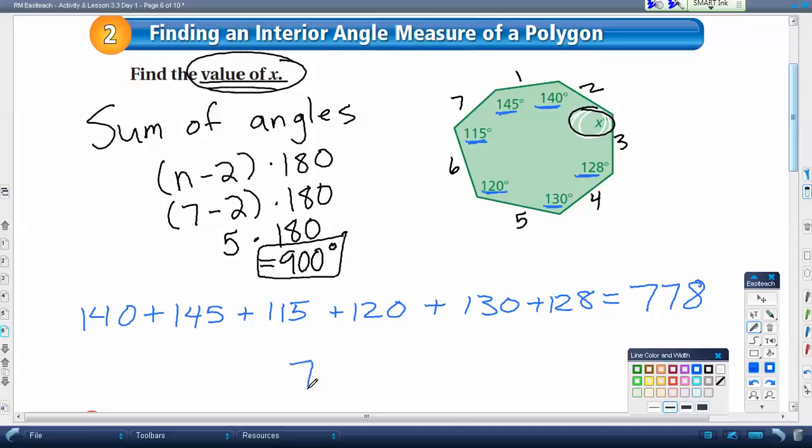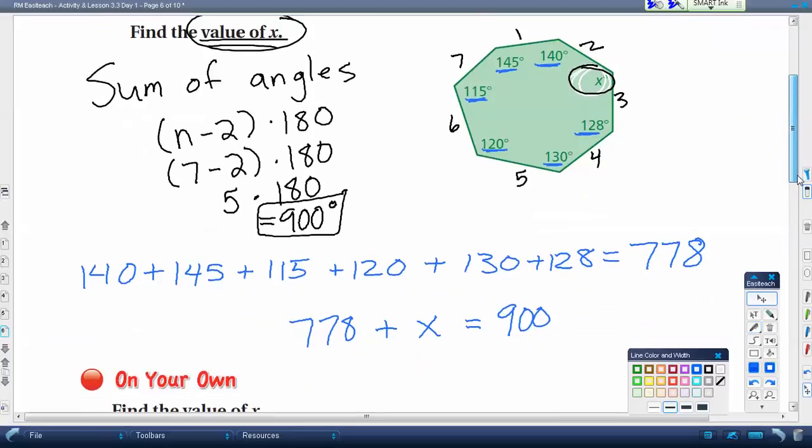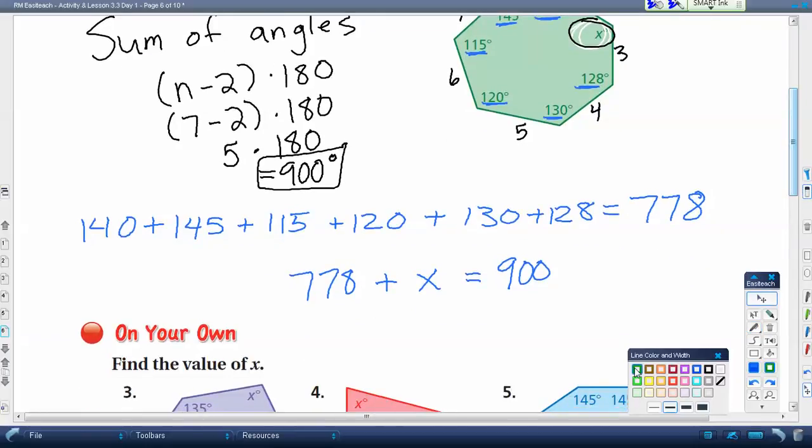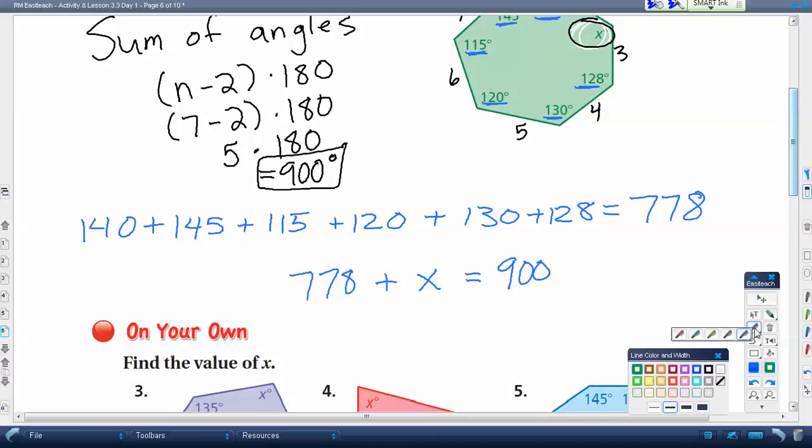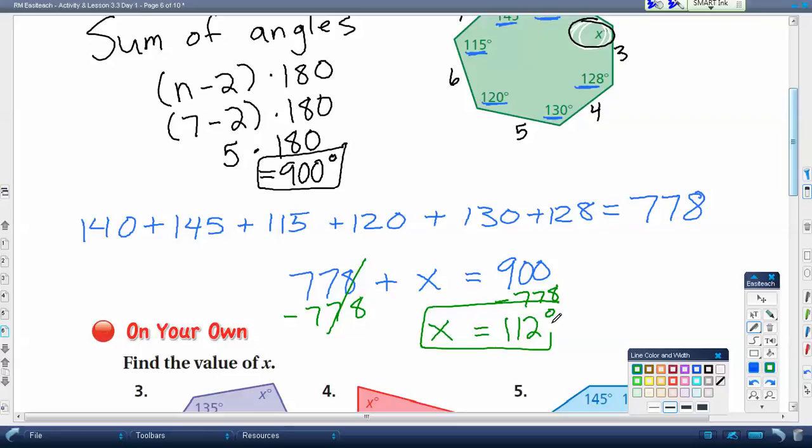Okay? Well, I know 778 plus whatever x is has to equal 900 degrees. So in order for me to figure out what x is, I have to subtract that 778 from both sides of my equation. Okay, so I'm going to subtract 778 from 900. When you do that, you get an answer of 112 degrees. So hopefully, again, you're following along with your calculator. 900 minus 778 is 120 degrees.